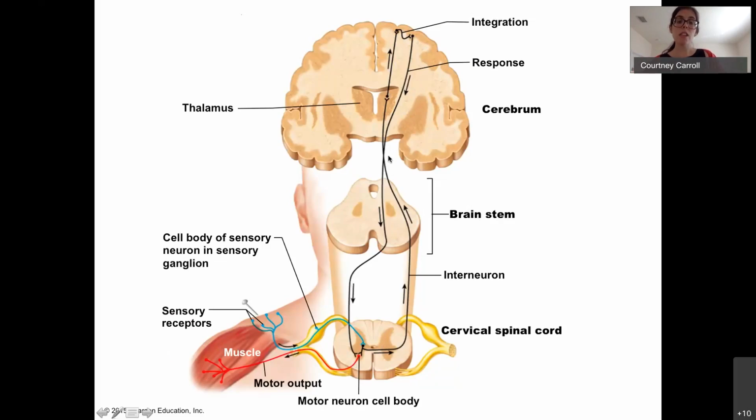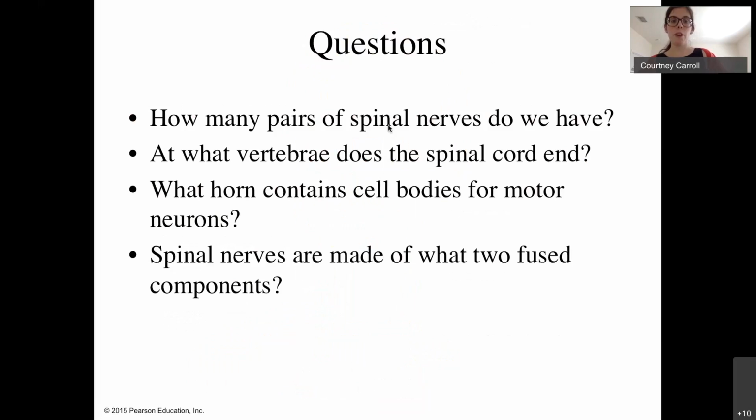The other thing I want you to see here is that the information will cross. So information about the left side of your body is sent to the right side of your brain, and information about the right side of your body is sent to the left side of your brain. So there is this crossing that occurs right before it reaches the cerebral regions of your brain. Okay, questions you need to consider.